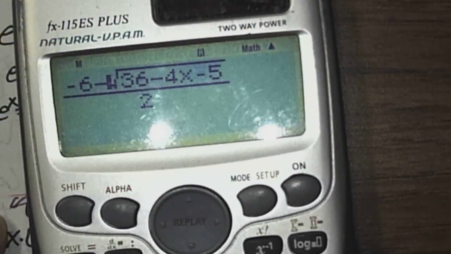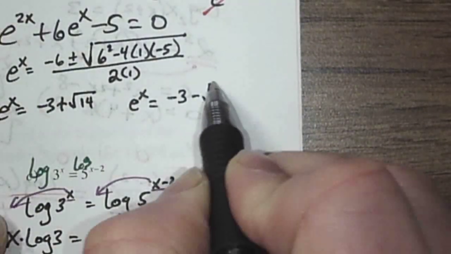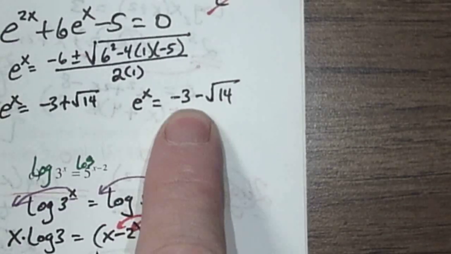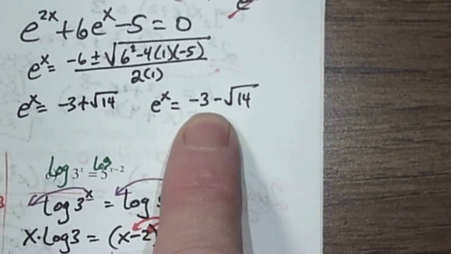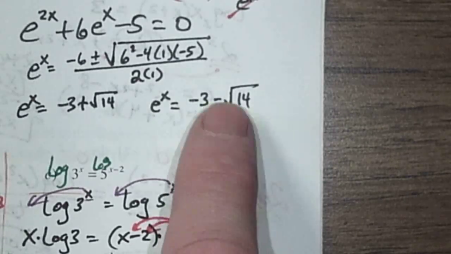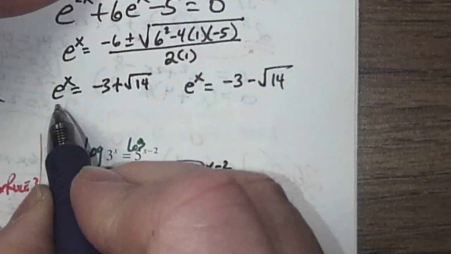If we go back, delete the plus, change it to the negative part, we get negative 3 minus square root of 14. Now, I already know this one is going to be not possible because, well, negative 3 minus something is still negative, so it's not going to work. But we would do a rewrite.